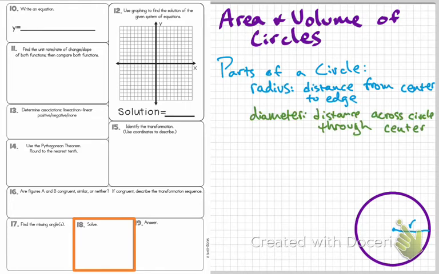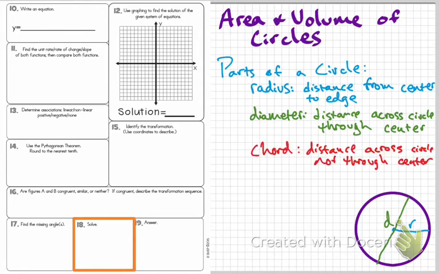Next, we have the diameter, and the diameter is the distance across the circle, but it must run through or pass through that center point. Here's an example of our diameter, and notice again we could have done up, down, left, right, diagonally. It doesn't really matter. It should be the same because that is part of the definition of our circle.